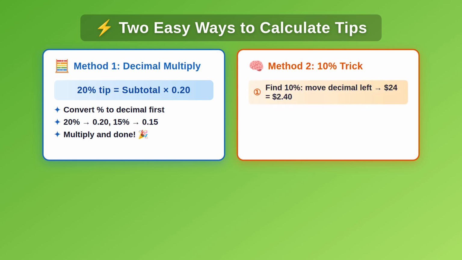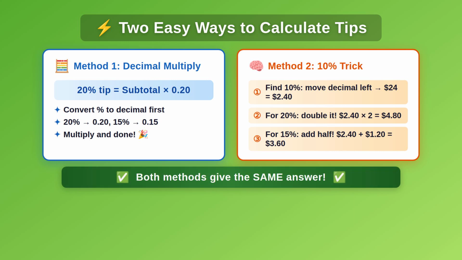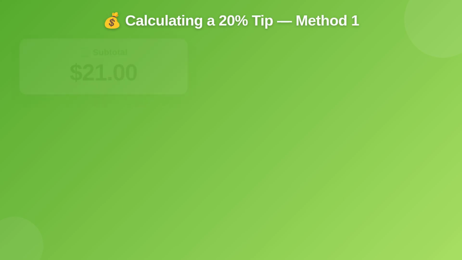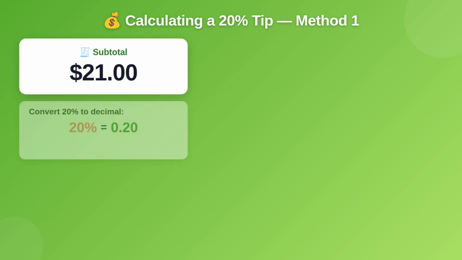Here's a secret. There are 2 awesome ways to calculate a tip, and you can pick your favorite. Method 1. Just multiply the subtotal by the decimal form of the tip percent. 20% becomes 0.20. Multiply, and done. Method 2, and this is the mental math trick. Find 10% first by moving the decimal 1 place left, then double it for 20%. Or for 15%, find 10%, then add half of that. Maya's about to use both methods, and she's going to love how easy this gets.